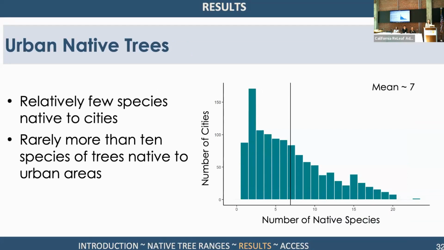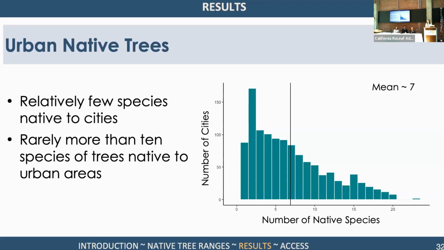And many of you work in California's urban forests, probably all of you, and so you've walked around and you've seen the species diversity that's present, and you know that there are hundreds of species growing in California's urban forests. And so to only have 7 that are native on average, that's not a ton of species to choose from if you're looking to plant native species. And in fact, rarely are there more than 10 species of trees that are native to any city in California.